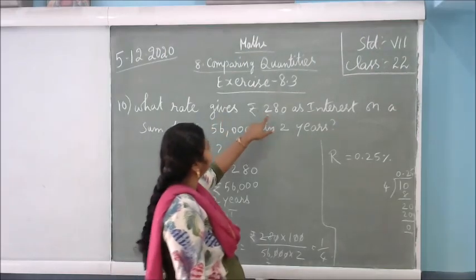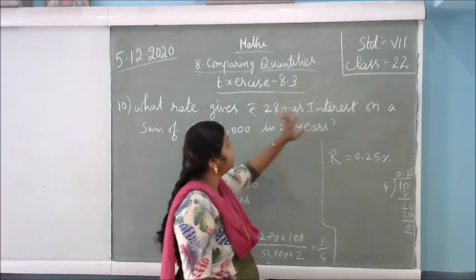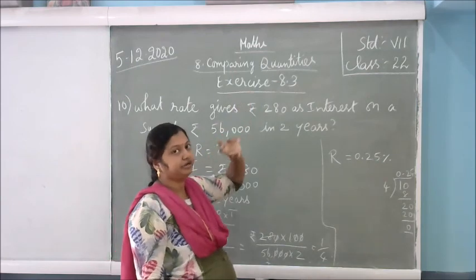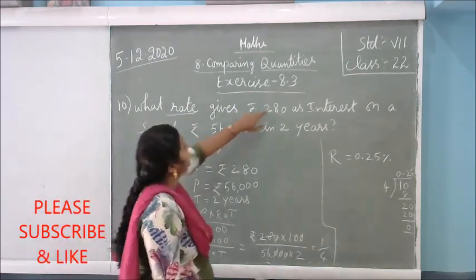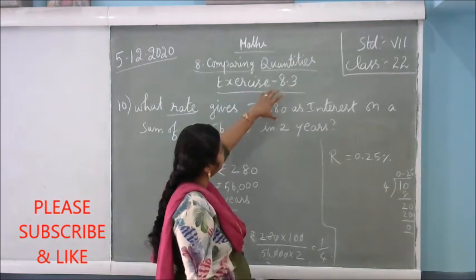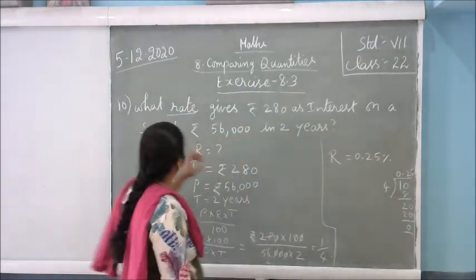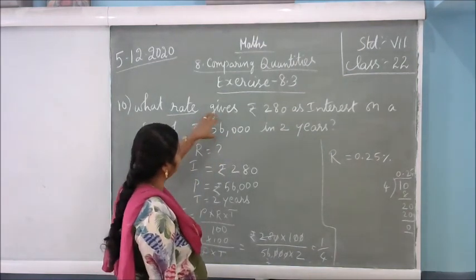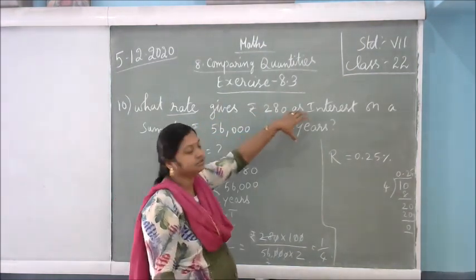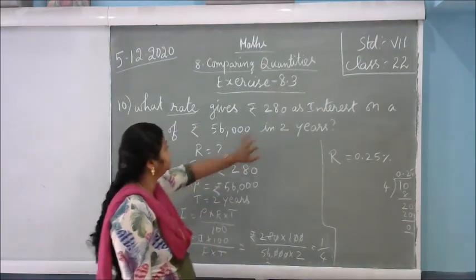It gives rupees 280 as interest. Interest they have given here. What should you find out? Rate. Okay, this rate you should find out. The interest they have given is rupees 280, on the sum of rupees 56,000. Sum of rupees, this is the principal. And how many years? T. 2 years. Okay, T also they have given.